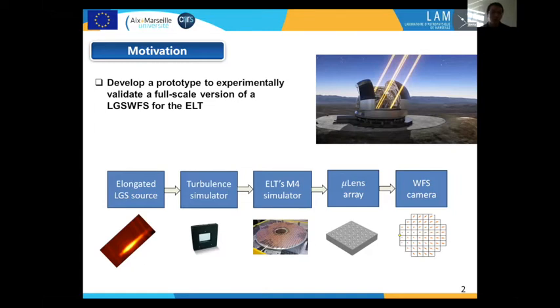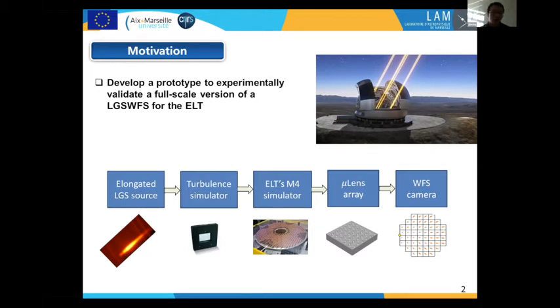In order to handle such spot elongation and the associated effects, the motivation of the project is to develop a prototype to experimentally validate a full-scale version of a laser guide star wavefront sensor for the ELT.